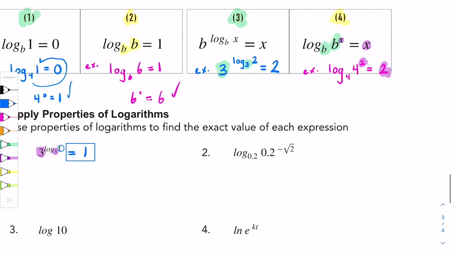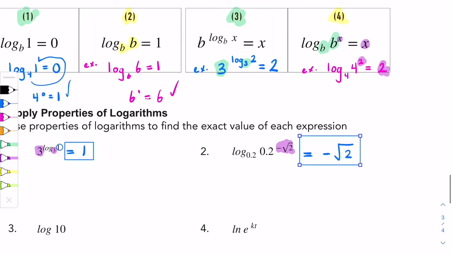Number 2, because we have the base of the logarithm, and right here, this is called the argument. So the base of the logarithm and the argument are exactly the same. That falls into the category for property 4. So I automatically know my answer is just the exponent. I don't need to solve anything here. My answer is going to be negative square root of 2. And I'll make a note for you that this is property 4.